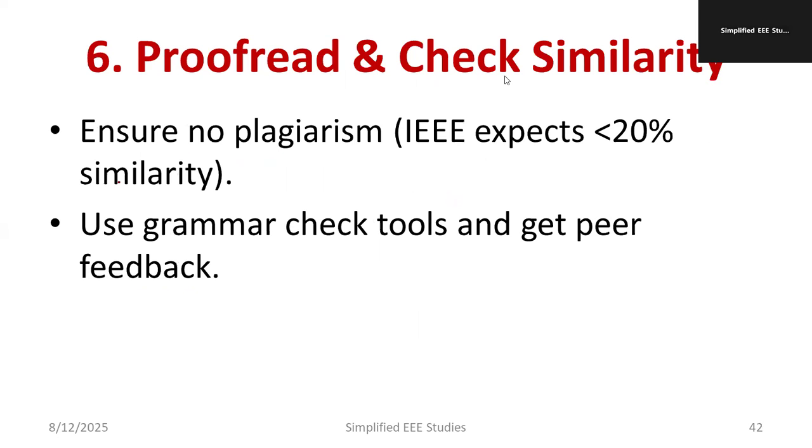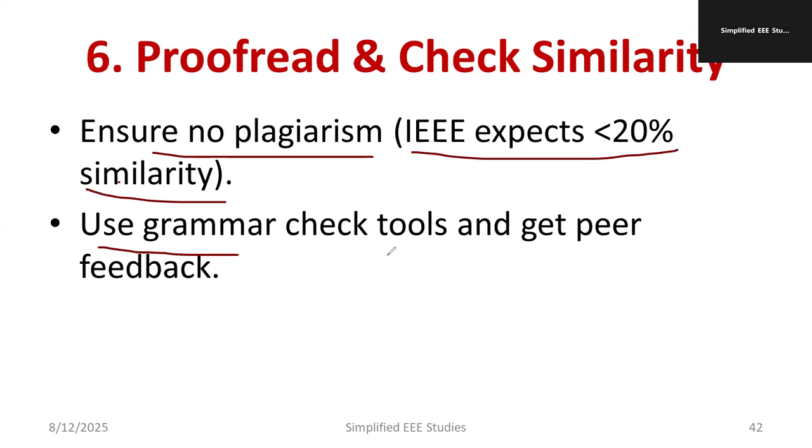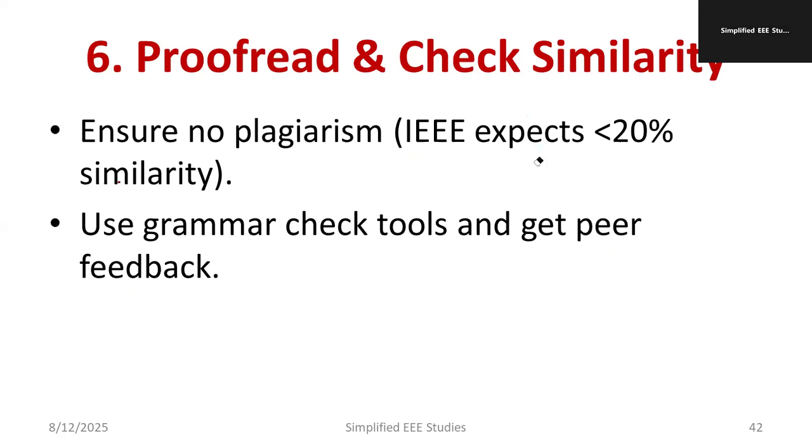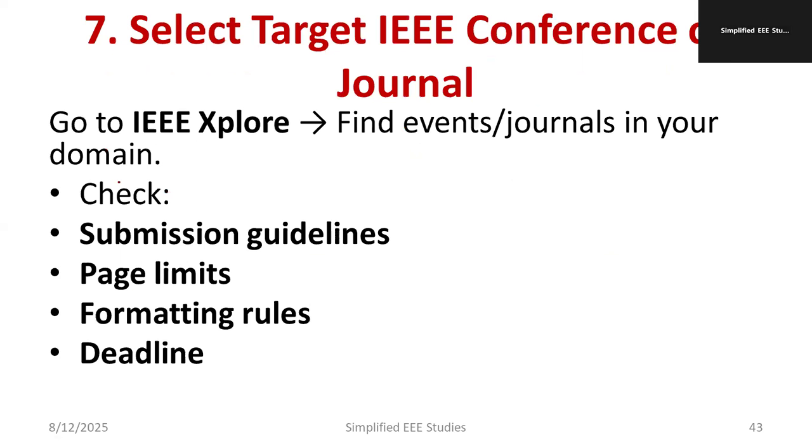Then proofreading and check similarity. Similarity index is another name for plagiarism. IEEE expects your paper similarity to be less than 20%. Use a grammar check tool and get peer feedback because IEEE maintains very high quality language. Your paper will be readable across the globe, right? So how you publish and how you present is most important. You must use polished English language.